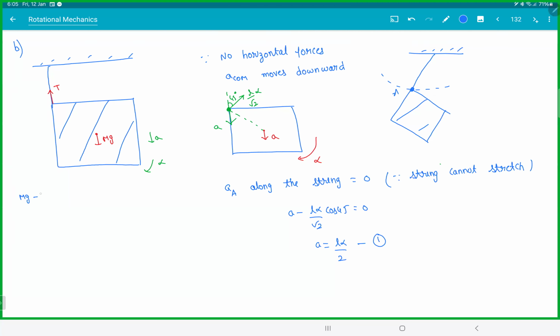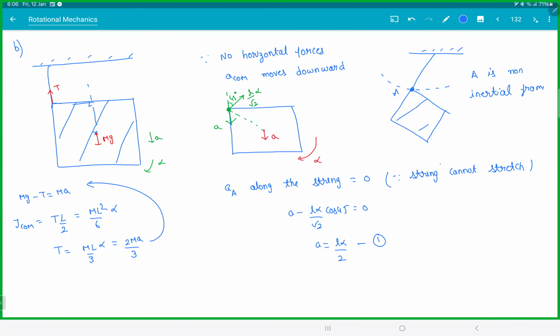Vertical: mg minus T is ma. Torque about center of mass. Here A is a non-inertial frame, so I can't use it. That is a problem here. If by chance you take torque about A and do this, you will be gone. So if you take torque about the center of mass, this is the perpendicular distance. So T into L by 2 is equal to ml square by 6 alpha. T would be ml by 3 alpha. And this guy would be 2ma by 3.